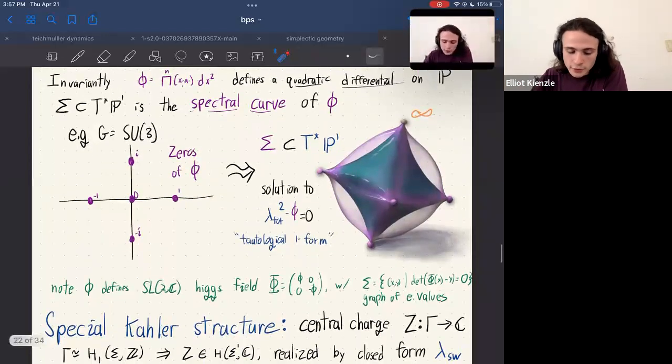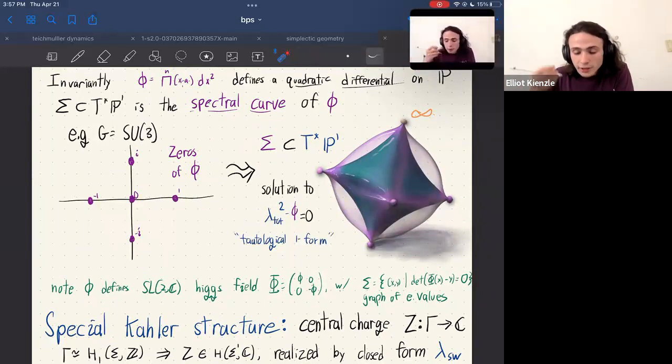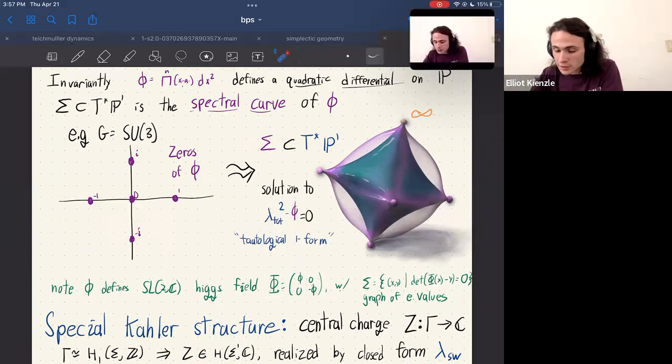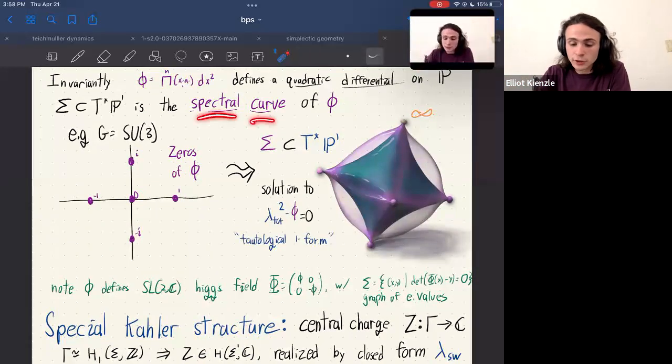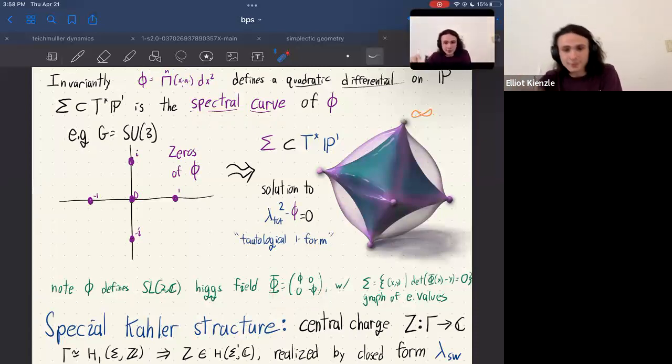So for those of you familiar with Higgs bundle stuff, quadratic differentials very naturally appear as rank 2 SL2-valued Higgs bundles. And that gives you the name spectral curve, because you're thinking about this as a matrix and you're literally graphing the spectrum of the matrix. It's a curve from a spectrum.